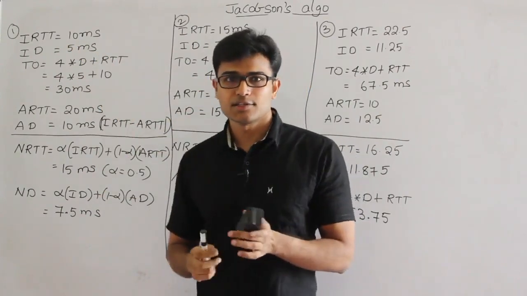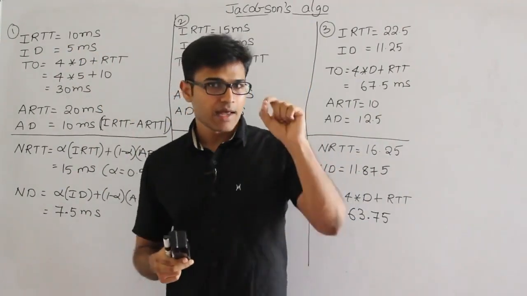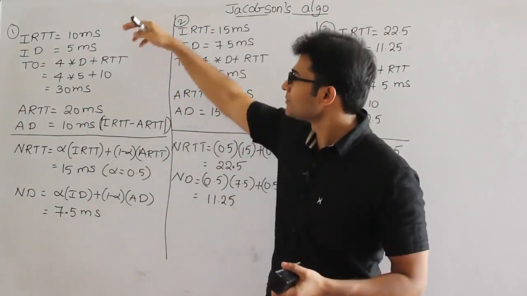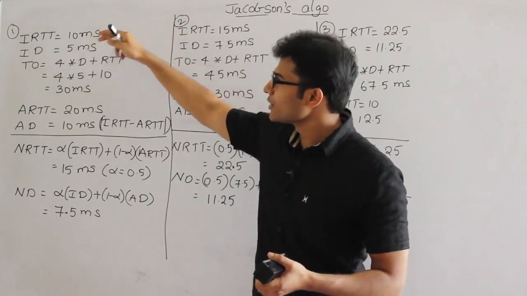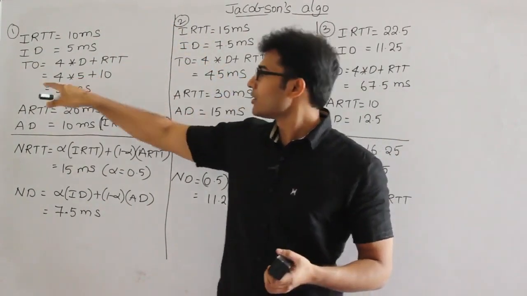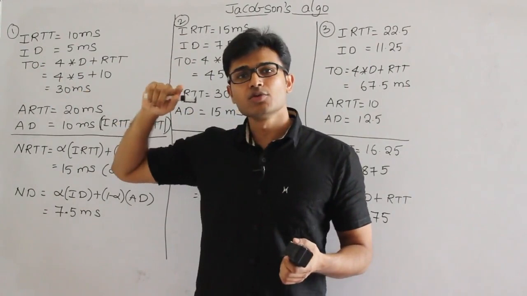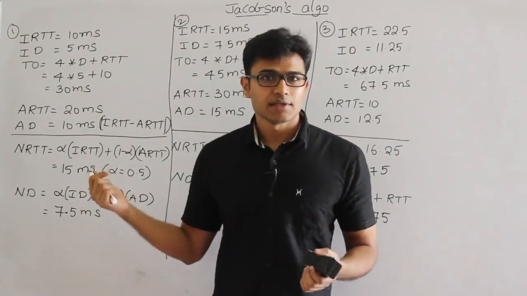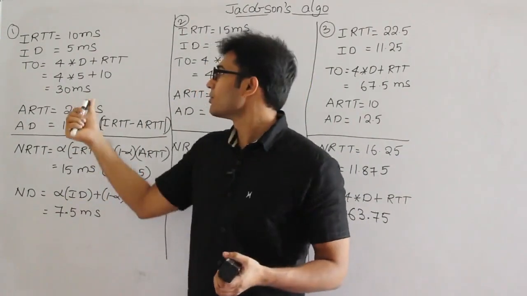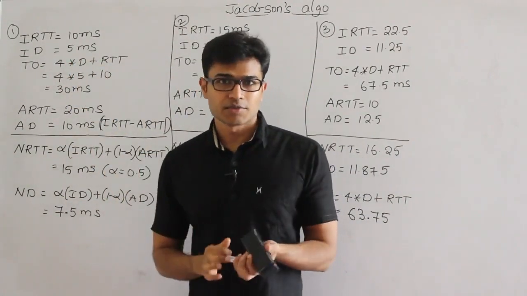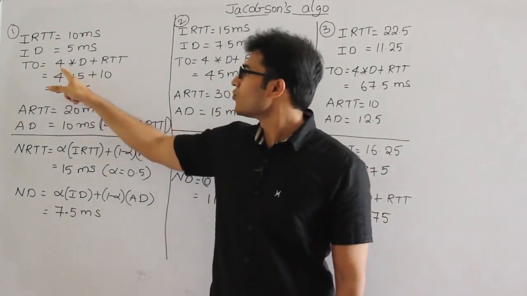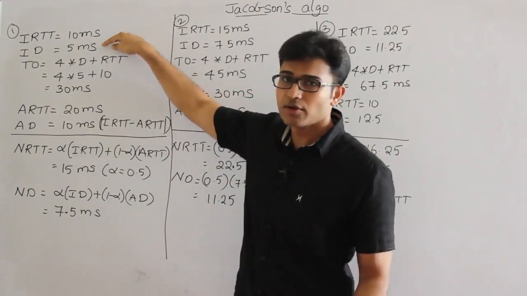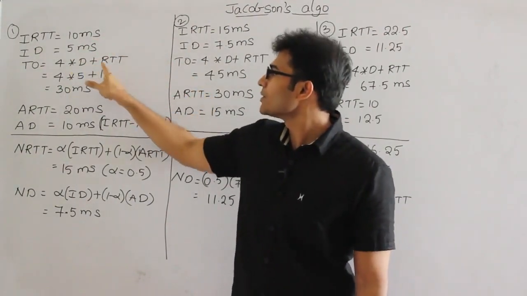In the previous case, I just expected it to come at a point, but now I am expecting a range. Then, in the basic algorithm, timeout was directly calculated as 2 into round trip time. There was no logic behind that. But then Jacobson conducted some experimentation and came up with a better formula. The formula Jacobson used is timeout equals 4 into deviation plus round trip time, which means whatever deviation you have guessed, that into 4, plus round trip time.